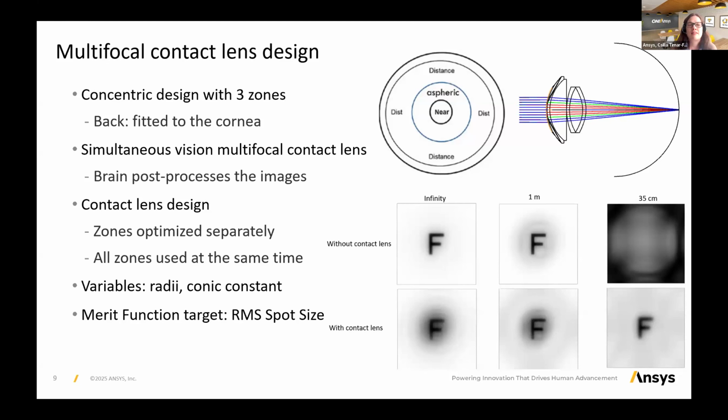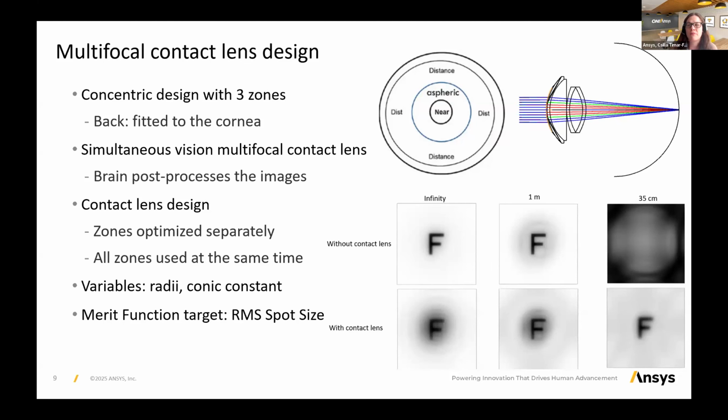What this means is that from the design point of view, while the zones are used all at the same time, they have to be optimized separately for the specific viewing distance. So to achieve this, we can set up variables in our model, the radii and conic constant of the different zones, and we can target our optimization to achieve the smallest RMS spot size, which can be a default metric function in Optic Studio.